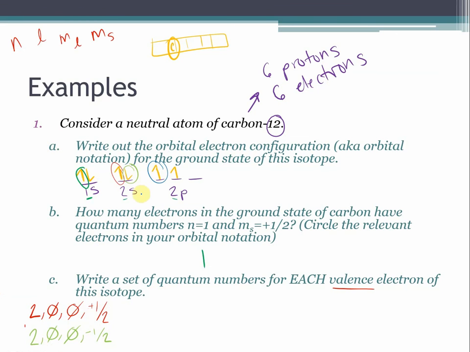Number 3 right here. We are still in the second energy level. Now we are in a p orbital, so l equals 1. And let's go ahead and number our p orbitals. 0 goes in the middle. That'll be our 0 orbital. Positive 1 goes to the right. Negative 1 goes to the left.